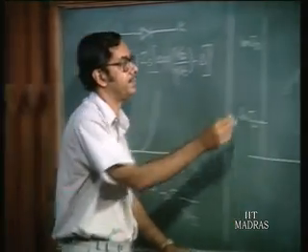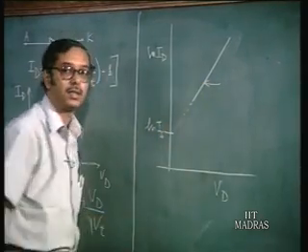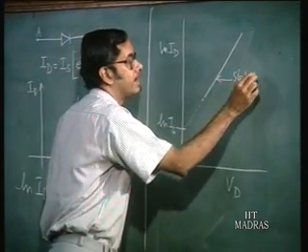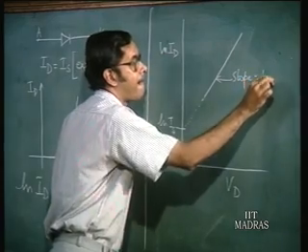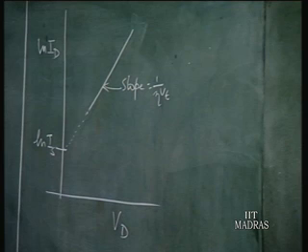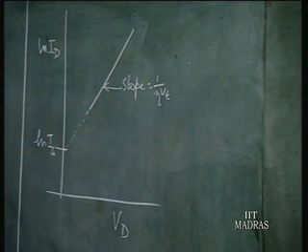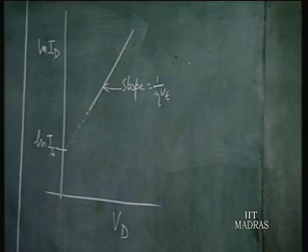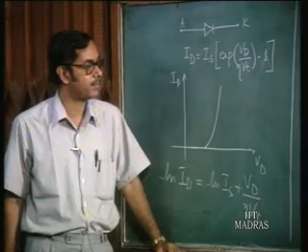So, the slope of this line is equal to 1 by eta Vt, and Vt, you know, is a constant depending on the temperature. So, one can easily evaluate eta. So, this is how one can extract the parameters for the diode.